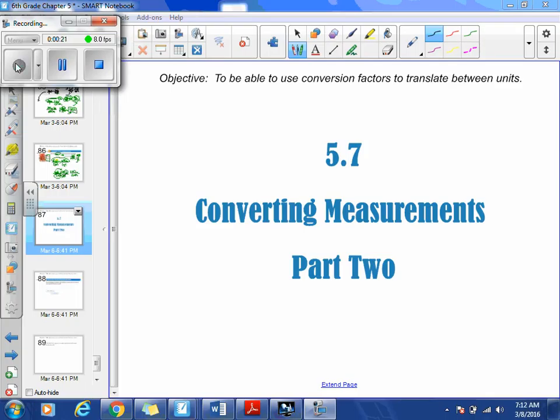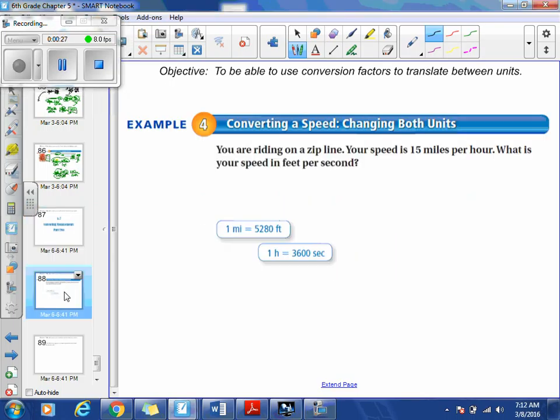In this video, instead of doing just one conversion factor to get to the units that we want, we're going to have to use two. So let's give it a shot. You are riding on a zip line. Actually, never ride on a zip line. Zip lines are scary and dangerous, so don't be adventurous, don't ride on a zip line.